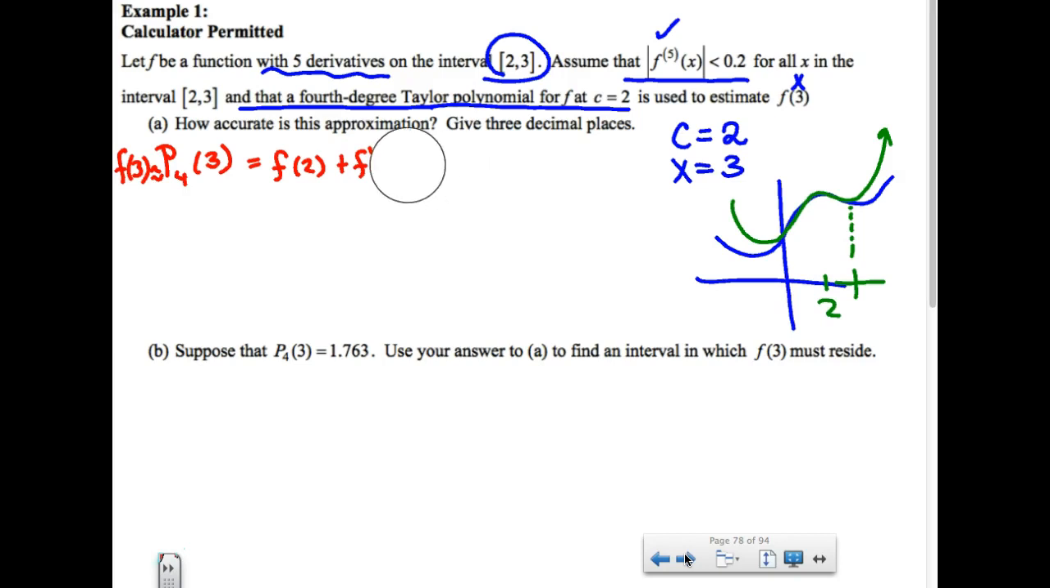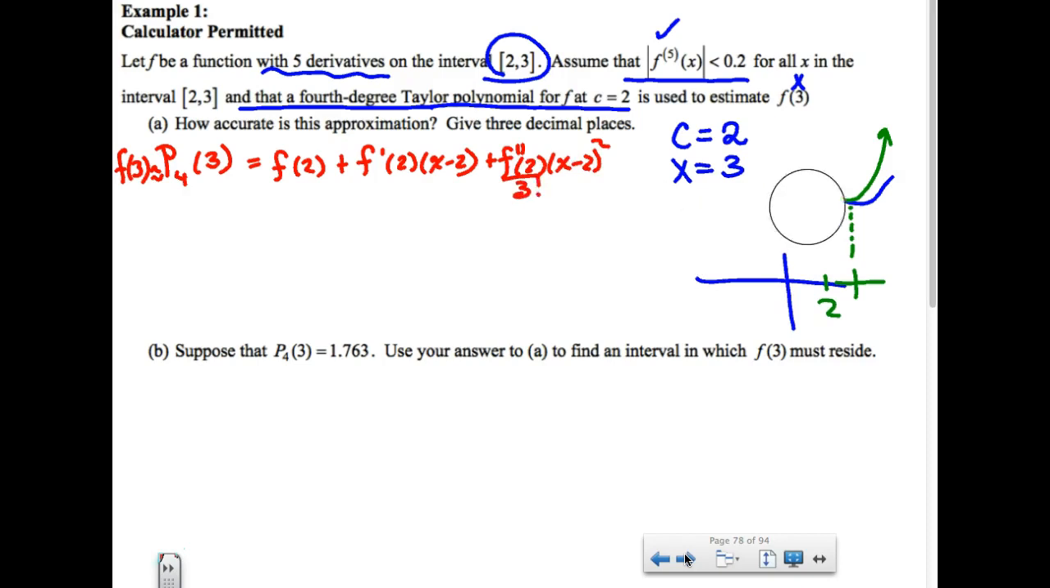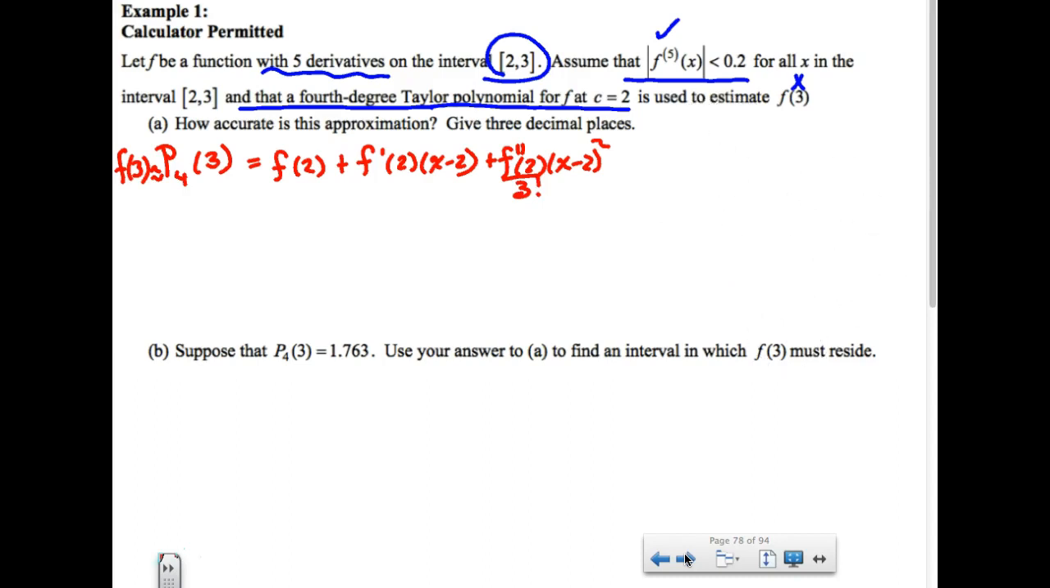And it's bugging me that that's blurry, so let me fix that. f prime of 2 times x minus 2 over 1 factorial plus f second derivative evaluated at 2, x minus 2 squared over 2 factorial plus f triple prime at 2 times x minus 2 cubed over 3 factorial. I am just writing out Taylor's formula out to the 4th degree.